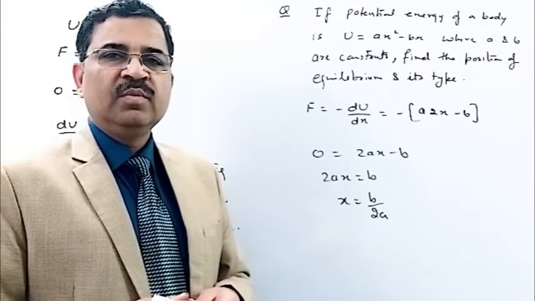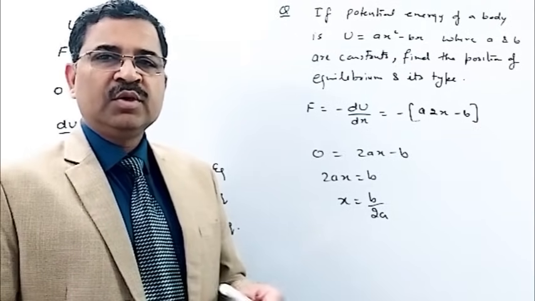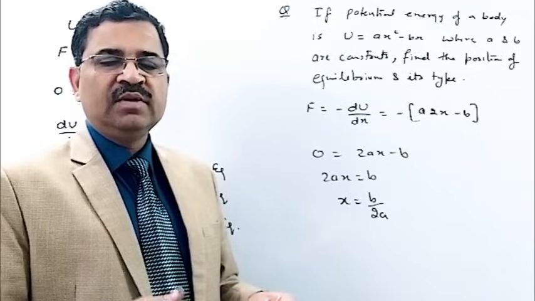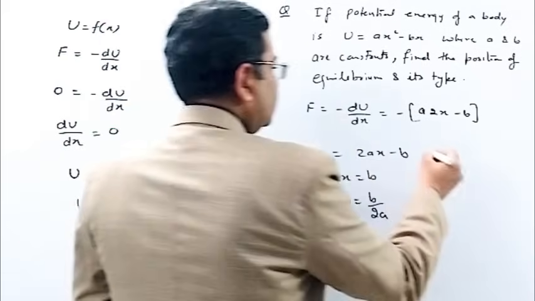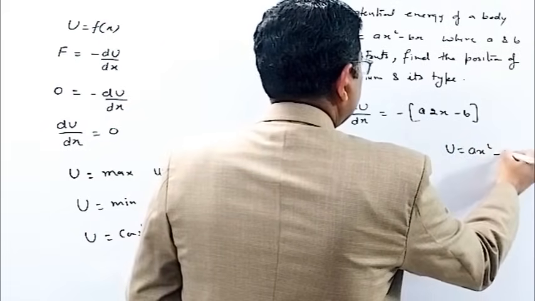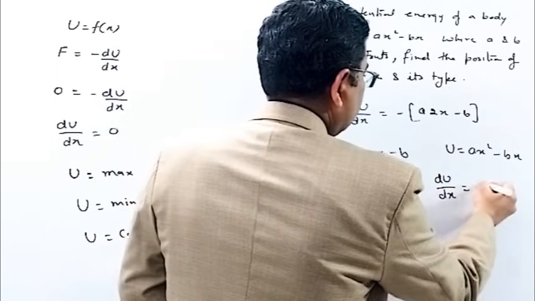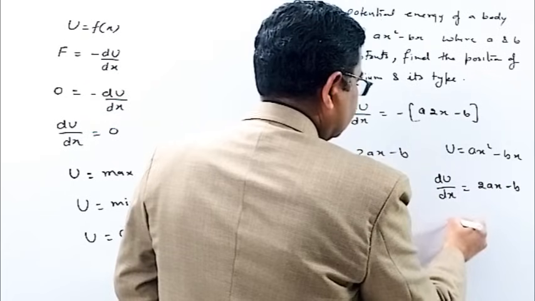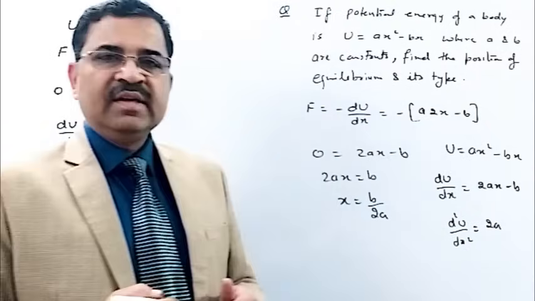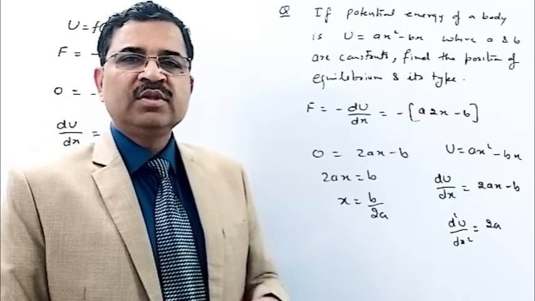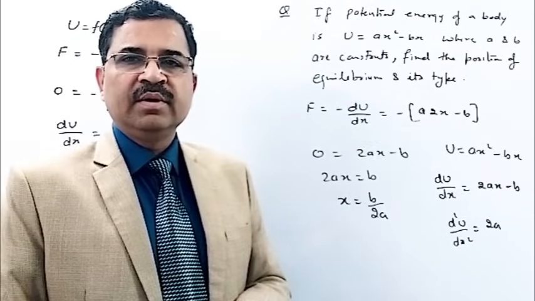To find the type of equilibrium, now we will find the second derivative of potential energy, and if it is negative, then potential energy must be maximum, or if it is positive, then potential energy must be minimum. So let us find the second derivative. Because the potential energy is given as ax square minus bx, where a and b are constants, the first differentiation du by dx is equal to 2ax minus b, and the second derivative will come out to be 2a. Now because this second derivative is positive, this means that the potential energy is minimum at this particular position, and so it must be a stable equilibrium.